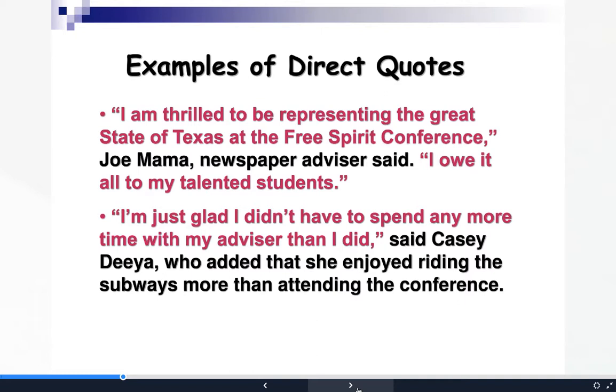Joe Mama, newspaper advisor, said, I owe it all to my talented students. So the attribution would be Joe Mama because it is telling who said it. And you put quotation marks around the statement itself.